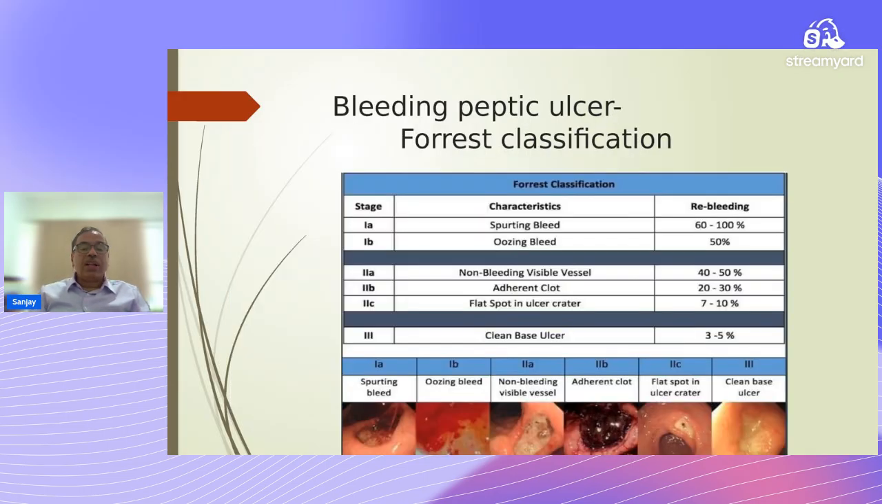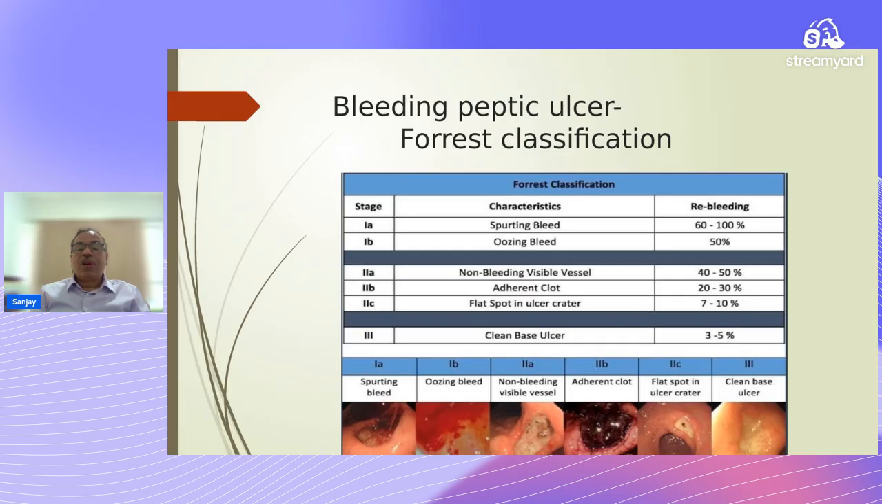For bleeding peptic ulcer, we have the Forest classification, which is used endoscopically, as seen in this chart. Forest classification has stage 1A, which is an active spurting bleeder, and the risk of rebleeding is almost to the tune of 60 to 100% in such cases. Stage 1B Forest is an oozing bleed, and here the risk of rebleeding is 50%. Stage 2A is a non-bleeding but visible vessel. The risk of rebleeding is 40 to 50%. 2B is adherent clot, risk of rebleeding 20 to 30%. And 2C is a flat spot in the ulcer crater, risk of rebleeding is low, 7 to 10%.